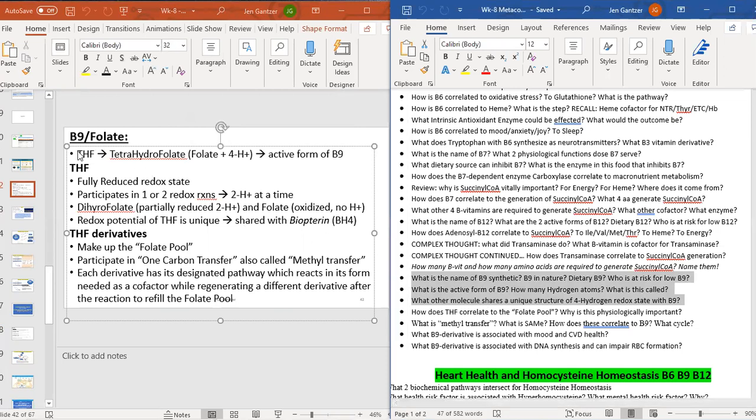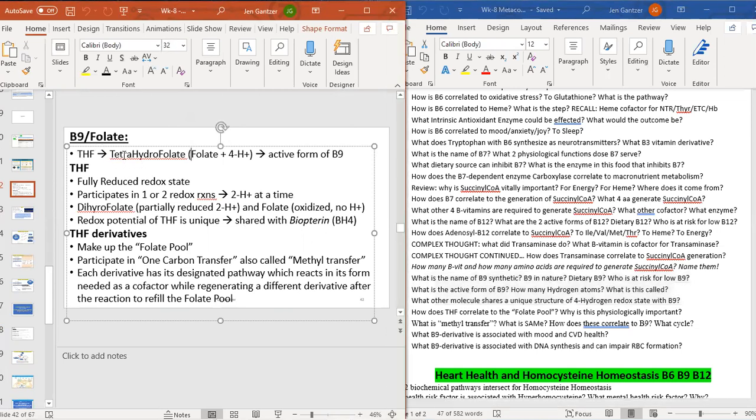B9 is tetrahydrofolate. Tetra, 4 hydrogens on a folate. Tetrahydrofolate, 4 hydrogens. What's it called when you put hydrogens that you can remove? Guess what? This is a redox vitamin, very potently involved in redox reactions. So tetrahydrofolate, THF, is what you need to know, and that's because it has the redox potential, which makes this a unique molecule.